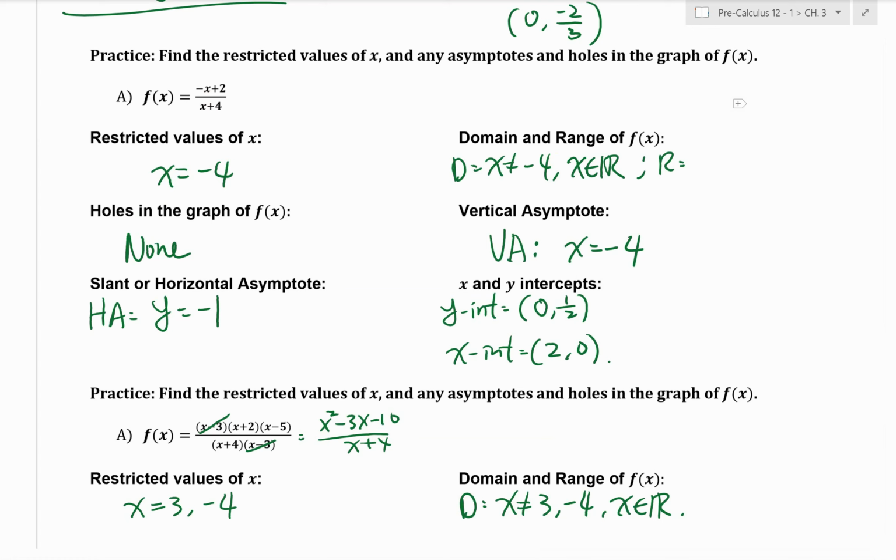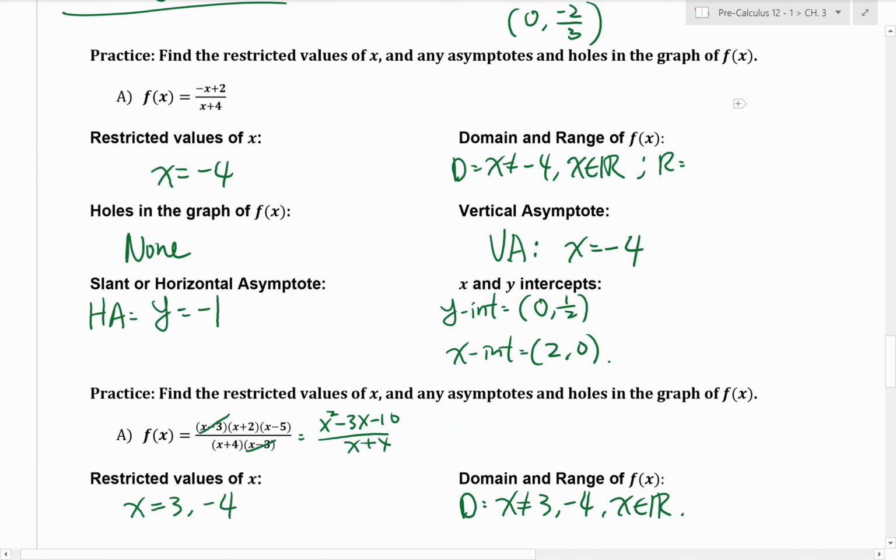There is going to be a horizontal asymptote because the degrees are the same on both top and bottom. Therefore, it's just going to be the leading coefficients divided by each other. So -1 divided by 1, which is -1. The y-intercept is found by putting 0 into x. So you get (0, 1/2).